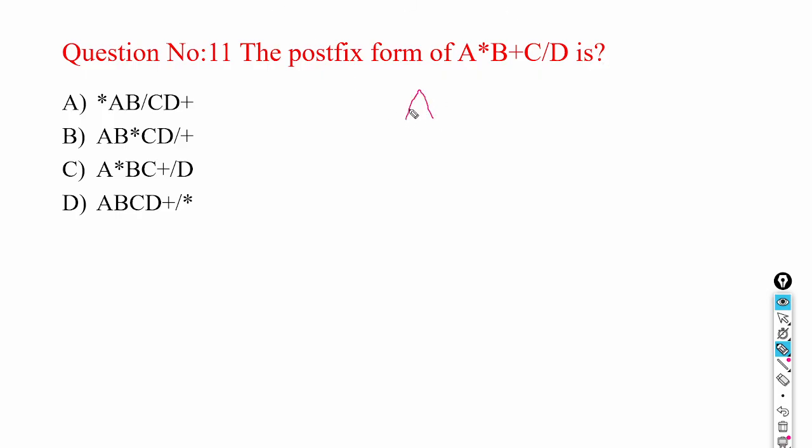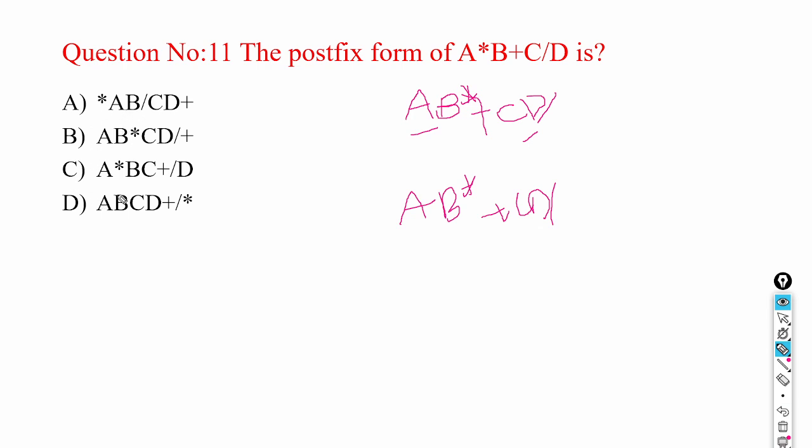So for A and B, what is the postfix form? First, two operands are there. Then what is the operator here? Multiplication is the operator. And for the other expression, C and D are the operands. So what is the postfix? After the operands A, B comes the multiplication, and after C, D comes the division. Then we need to combine them: AB multiplication plus CD division. So which option is correct?